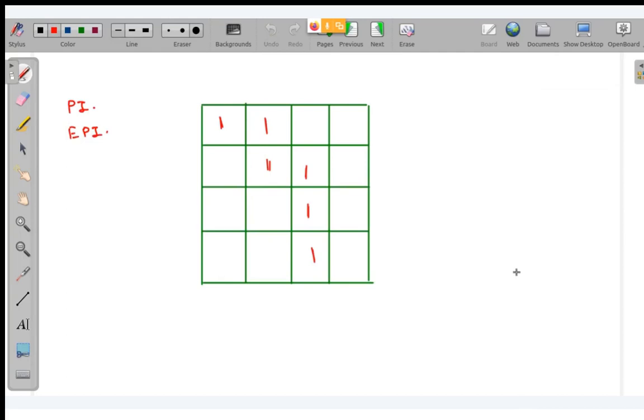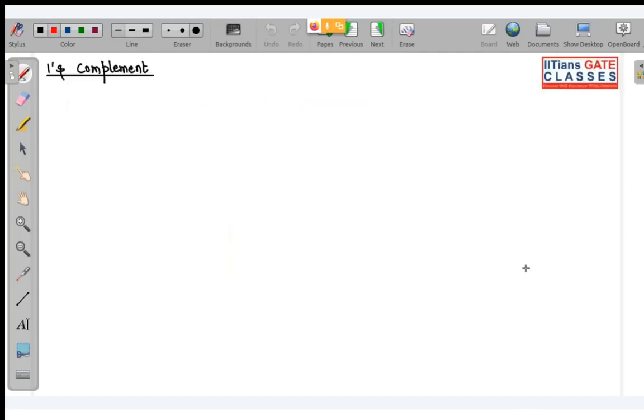Noted? Okay, fine. Now next we have Boolean arithmetic. In Boolean arithmetic, the first thing we are going to study is ones complement.